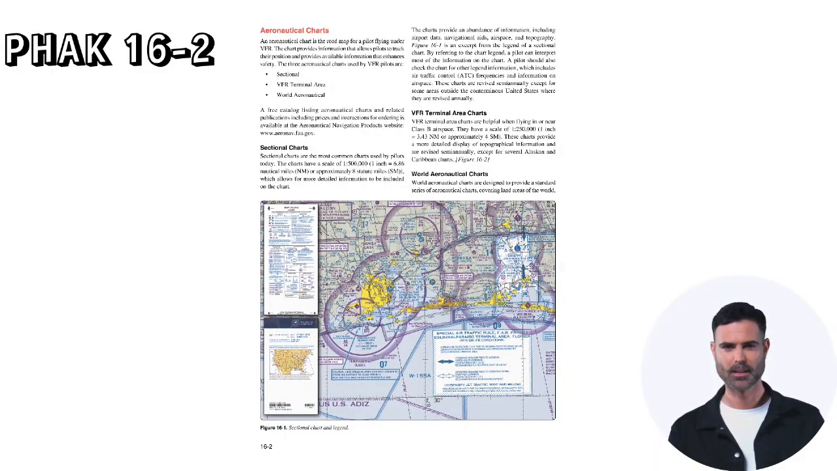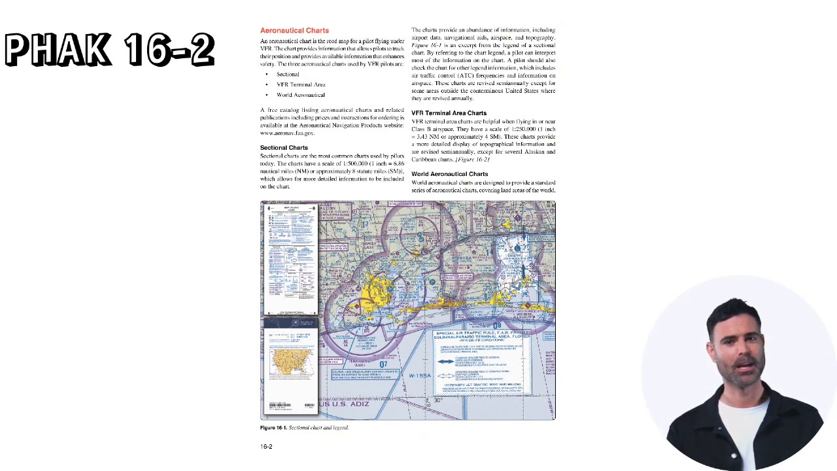Aeronautical charts. An aeronautical chart is the roadmap for a pilot flying under VFR. The chart provides information that allows pilots to track their position and provides available information that enhances safety. The three aeronautical charts used by VFR pilots are Sectional, VFR Terminal Area, World Aeronautical. A free catalog listing aeronautical charts and related publications, including prices and instructions for ordering, is available at the Aeronautical Navigation Products website, www.aeronav.faa.gov.